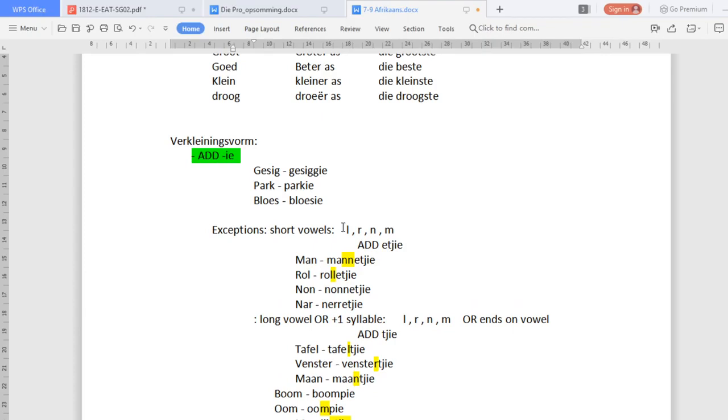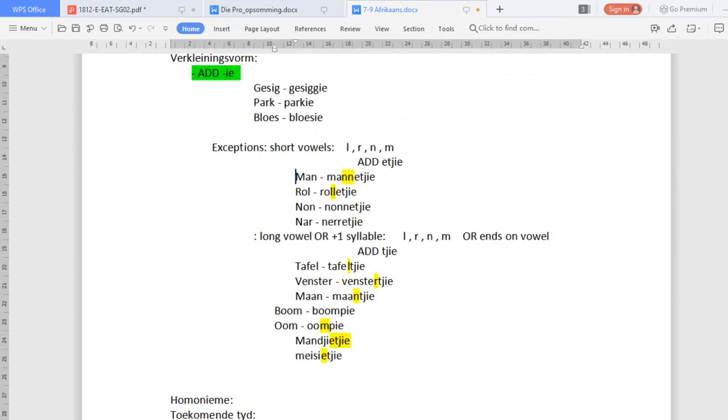The exceptions are basically mainly these ones, and then the other exceptions are words that end with a D or a T, but we'll get to those later. Okay. Then there's one or two other ones that you must remember. These ones you must just go learn. I think some of them you probably already know.